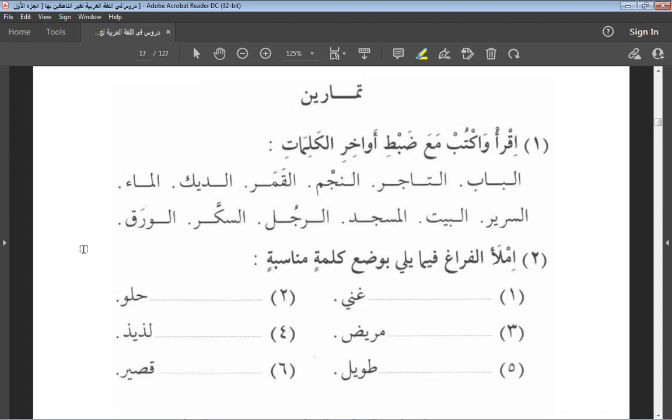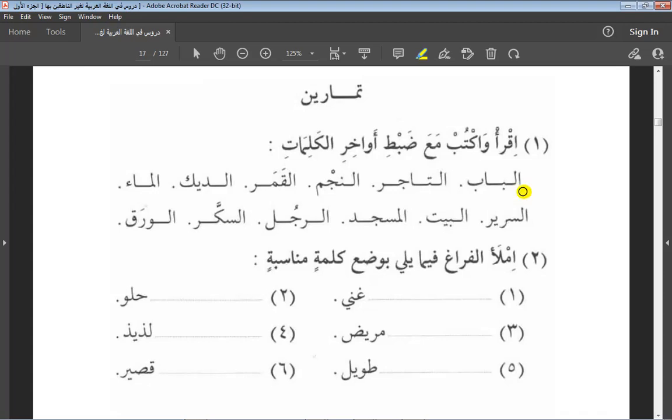14 of them are called moon letters, al-huruf al-qamariya, moon letters. And 14 of them are al-huruf ash-shamsiya, sun letters. Now they aid us in reading a word when the word has alif and lam. Look at the pronunciation of these first two words.